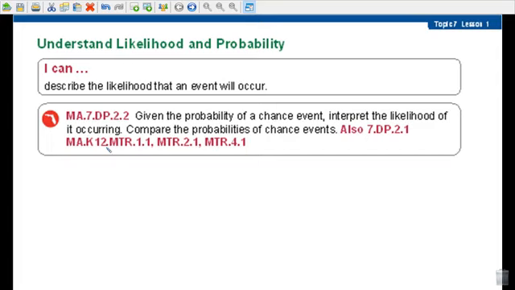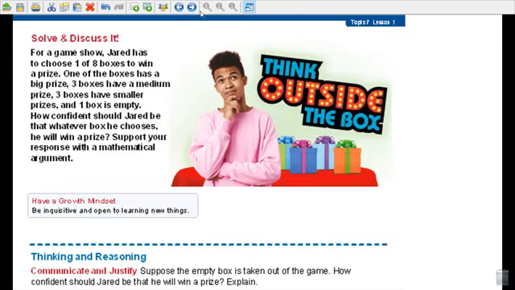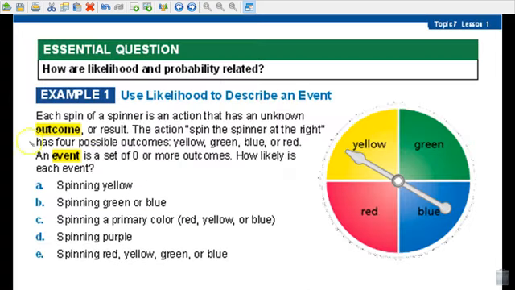So get your pencil and paper out and let's start moving. If you want to look at this, go ahead. But let's move on to example 1. Example 1, use likelihood to describe an event.